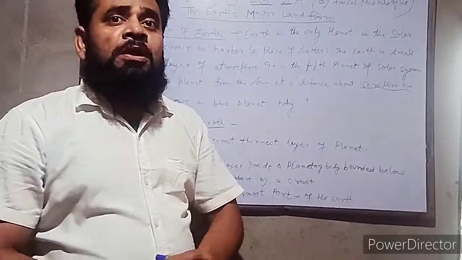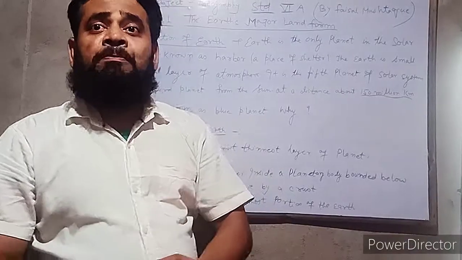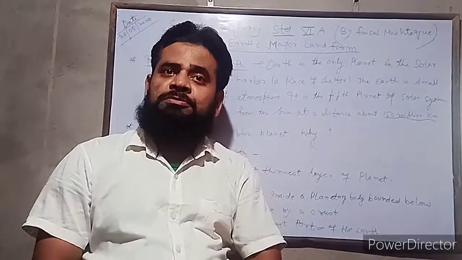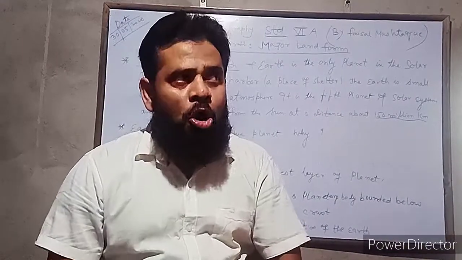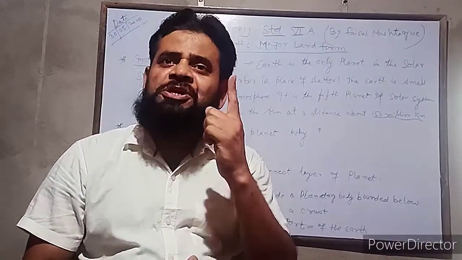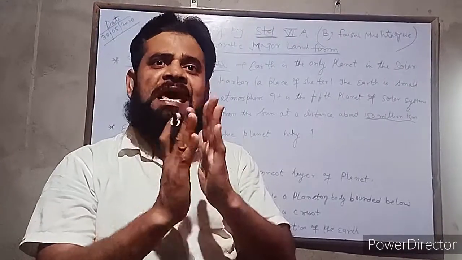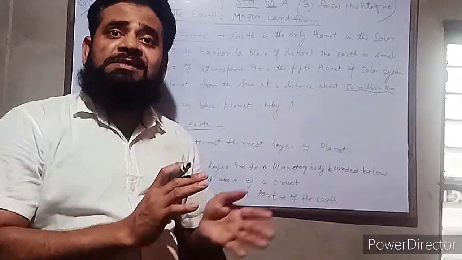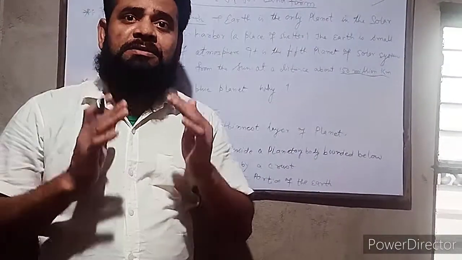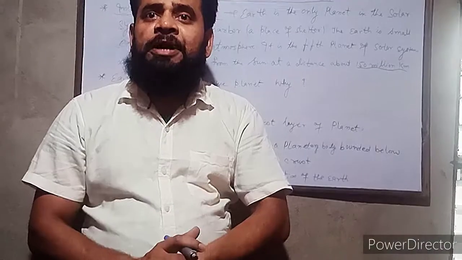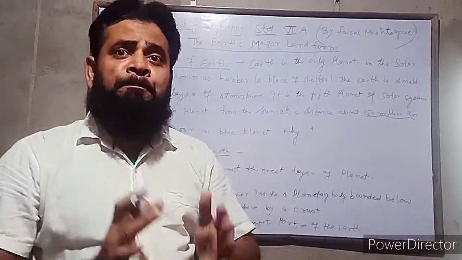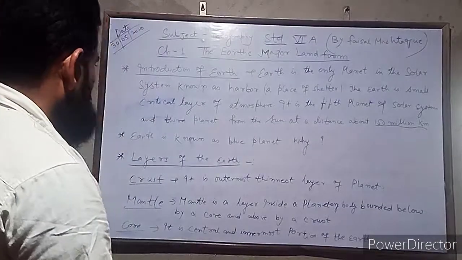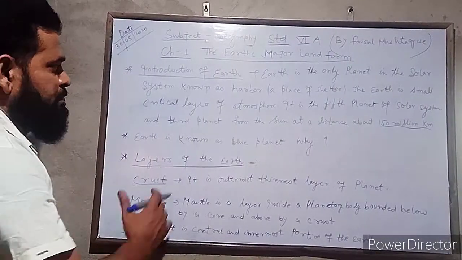So students, the Earth's atmosphere is composed of about 78% nitrogen and 21% oxygen. The remaining 1% is other constituent gases. It is the densest planet in the solar system. It has a powerful magnetic field. So Earth is known as the blue planet.